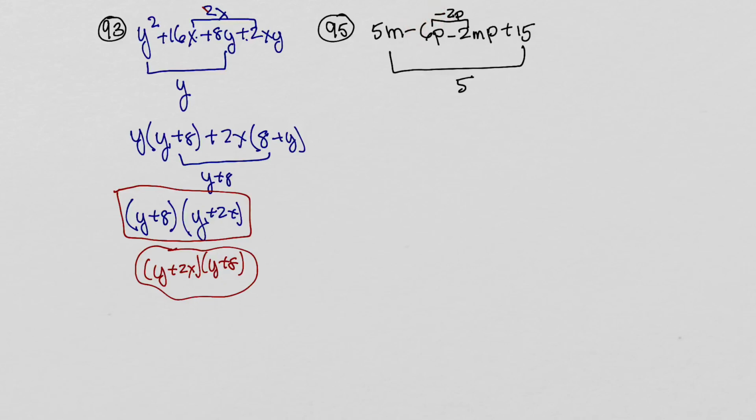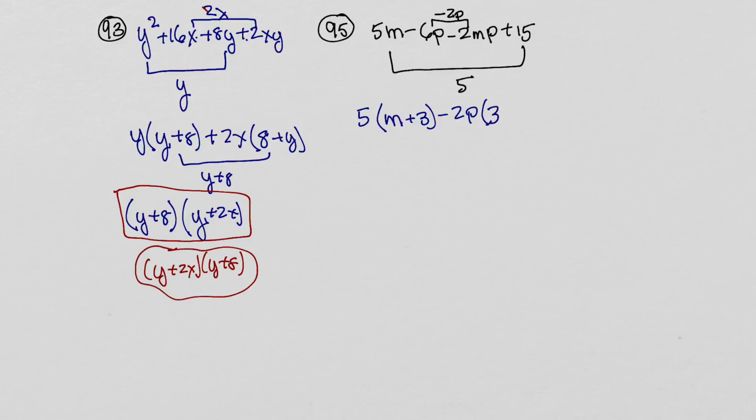So let's try this. Let's take a 5 out of the first. We're going to be left with an m. And then take a 5 out of here. 15 divided by 5 is plus 3. And then let's take out this negative 2p. So we'll get minus 2p. And if I do that, here's what's going to be left. Negative 6p divided by negative 2p is positive 3.